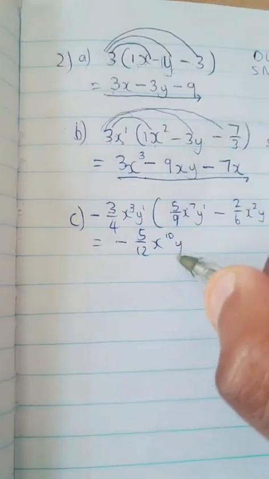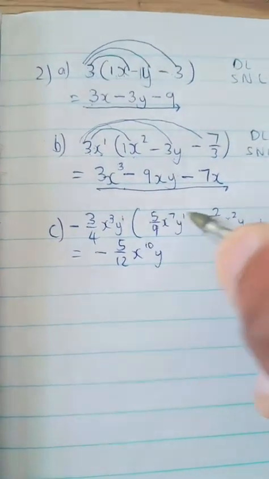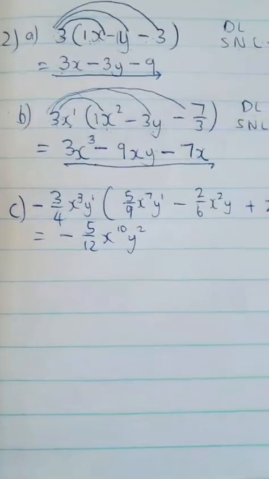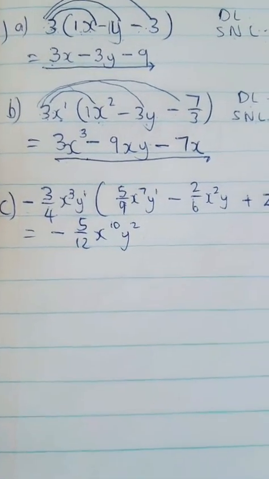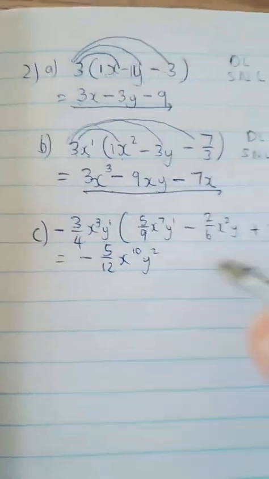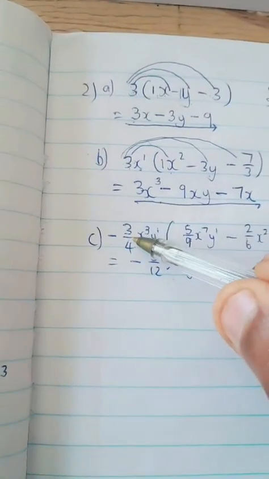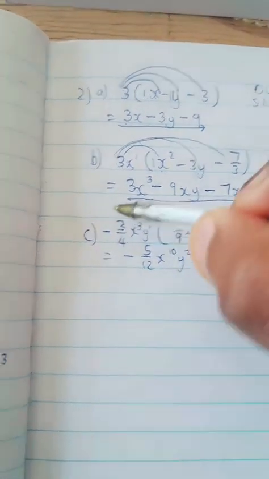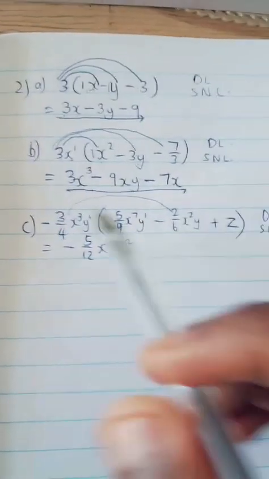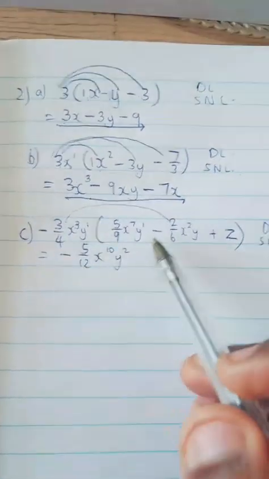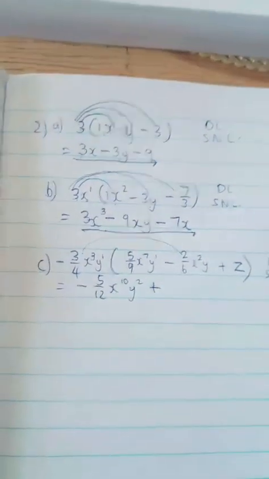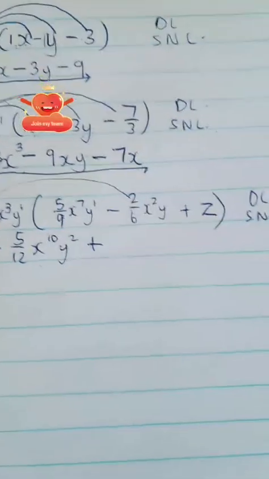y, we keep the base, we add the exponents. 1 plus 1 is 2. Grade 10. This is grade 10. First term done. Next term, 3 over 4, we multiply with the second term. Sign: negative times a negative is positive. We move on to the number.